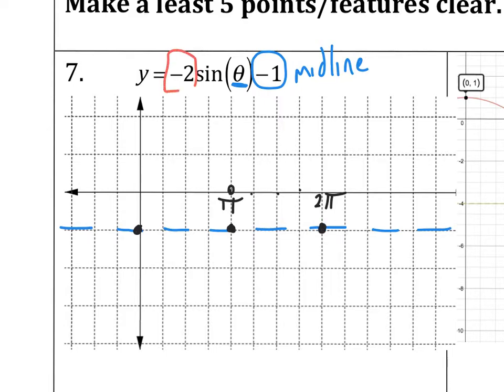Now we're going to take the amplitude into consideration. Halfway between my first 2 points, we're going to be the amplitude. In this case, we're going down because it's negative. So amplitude below that value. Halfway between pi and 2 pi, I'm going to be 2 above that value. My function looks like this.